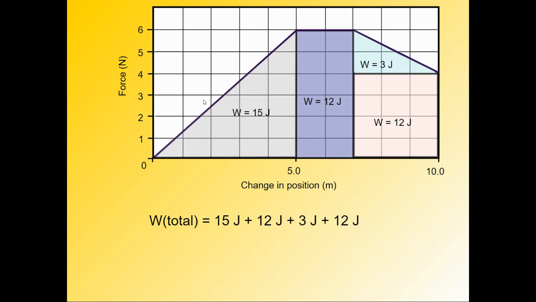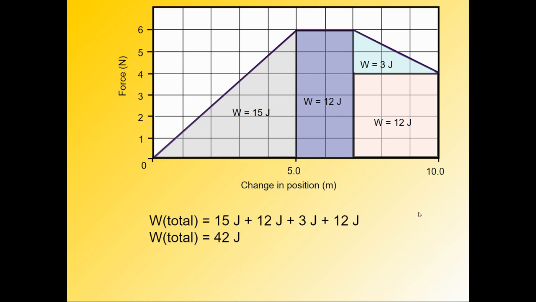So my first area had 15 joules of work, my second area had 12 joules of work, my third area had 13 joules of work, and my fourth area had 12 joules of work. You add it together, and our total becomes 42 joules of work. All right? That is how you solve a graph when it comes to showing how to do work.